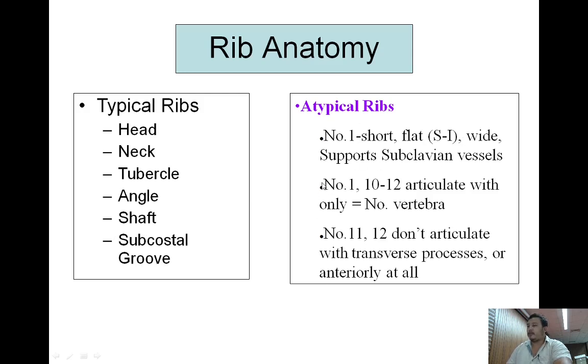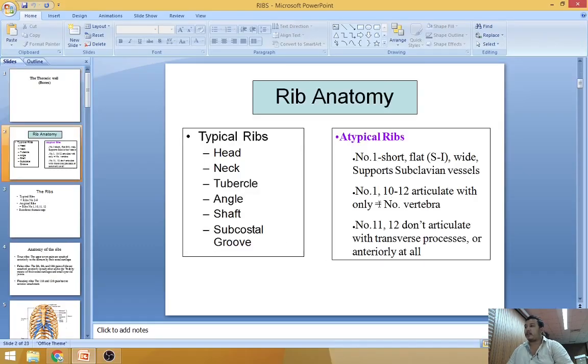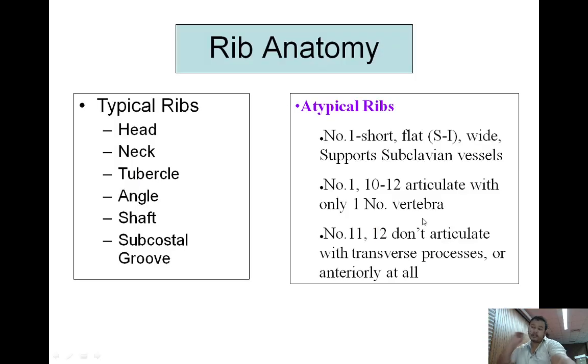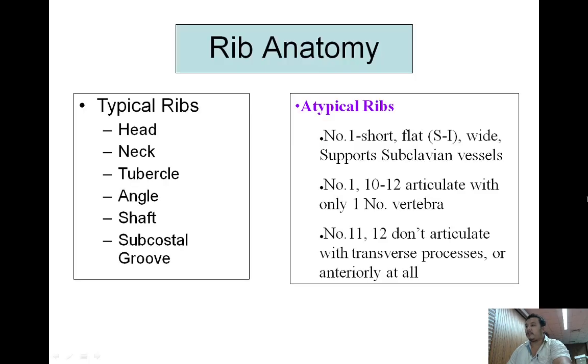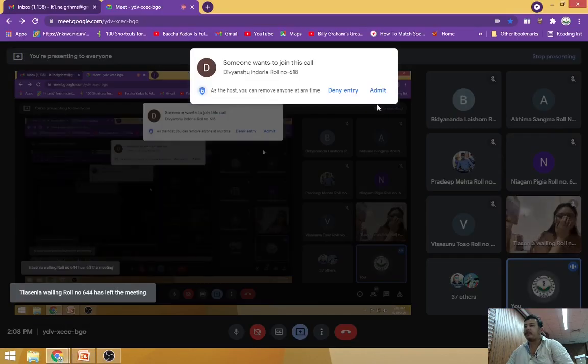Oh, this one is a mistake. Wait, I'll just correct this. Okay, so rib number 1, rib number 10, 11, and 12, they articulate with only one vertebra. Why this is important, we already discussed a little bit. Again, I'll tell you today, because last time we said each rib, the head of the rib, articulates with 2 adjacent vertebrae, right? So there is one superior costal facet and one inferior costal facet in every thoracic vertebra. But rib number 1, rib number 10, 11, 12, they articulate with only one vertebra. So that is why these are called atypical ribs.